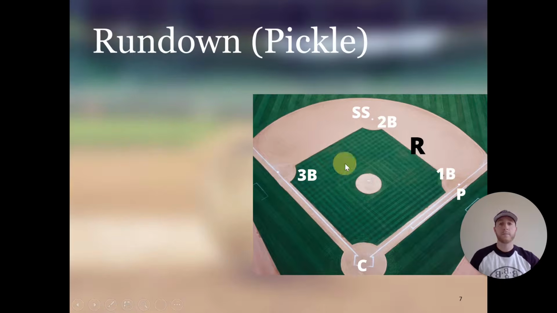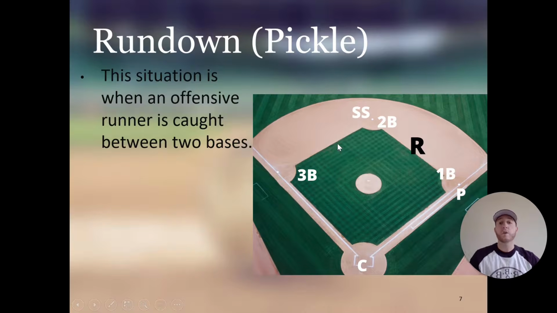The next one is a rundown or a pickle. This situation is when an offensive runner is caught between 2 bases. So as you can see, this runner is right here.